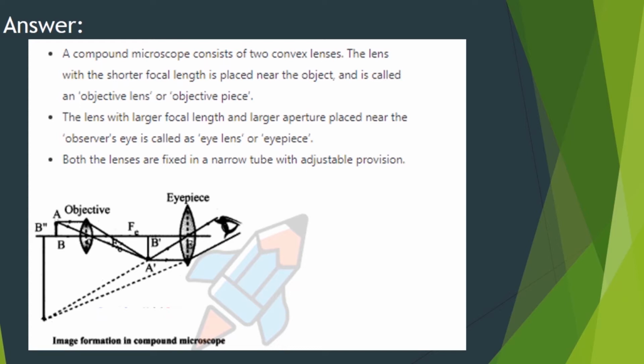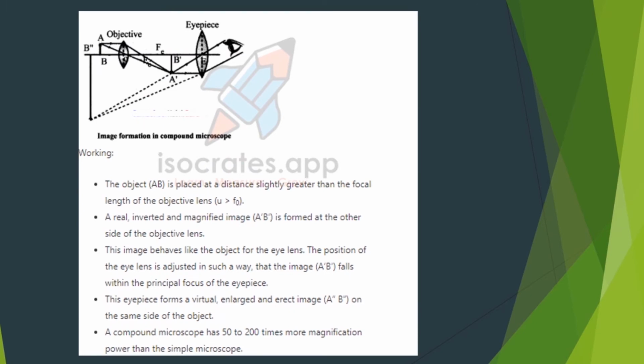So this eyepiece or the eye lens has a larger focal length than the objective lens, and it will also have a larger aperture. Both the lenses are fixed in a narrow tube where we can adjust the distance between the objective and the eye lens. The working of the compound microscope.